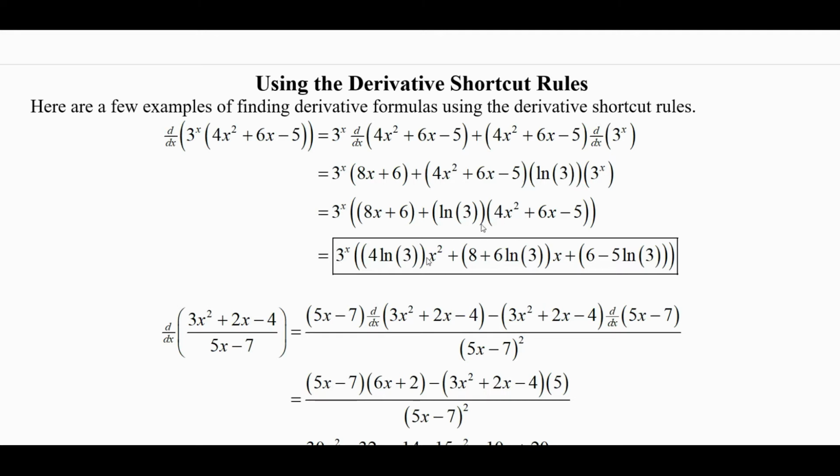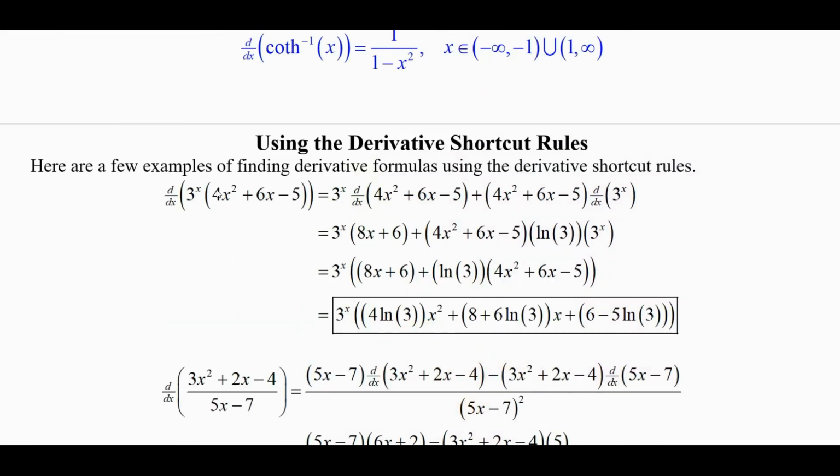And then I just saw that this was actually a polynomial. I have 4 log of 3 times the x squared. And for the x term, I have 8 plus 6 log of 3 for the coefficient of the x. And the constant term, I have 6 plus a negative 5 log 3 there. That used several rules, but the product rule was our starting thing.